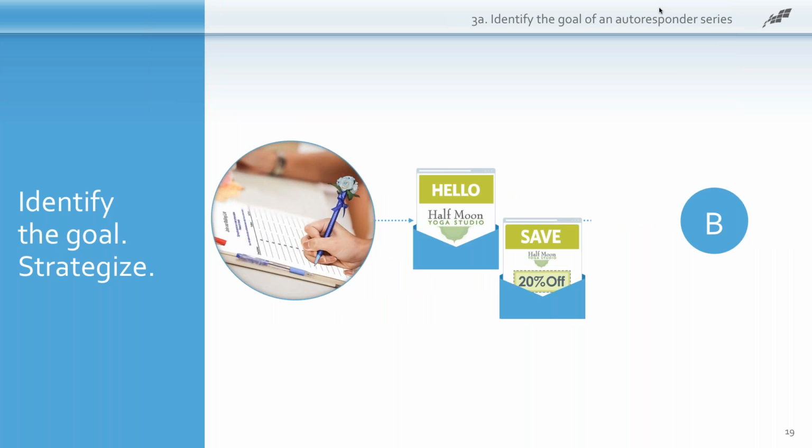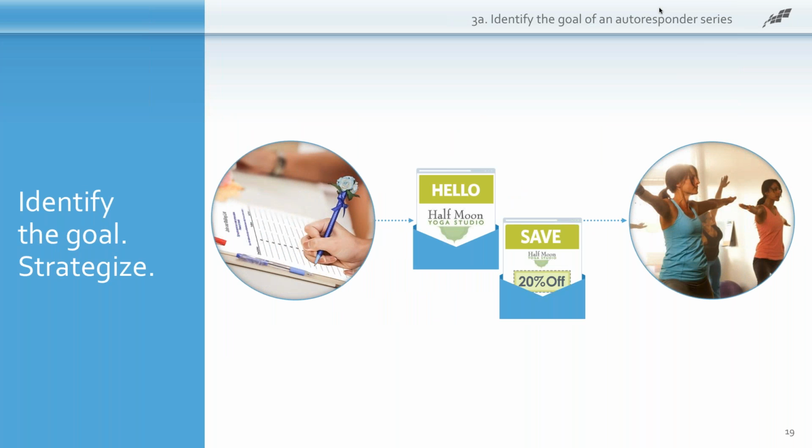So let's identify our goal, right? An autoresponder campaign is meant to educate and mobilize your new subscribers to take the next step with your business, right? It's about getting results that you can measure. So you need to think about a couple things. You need to keep it short and straight to the point.